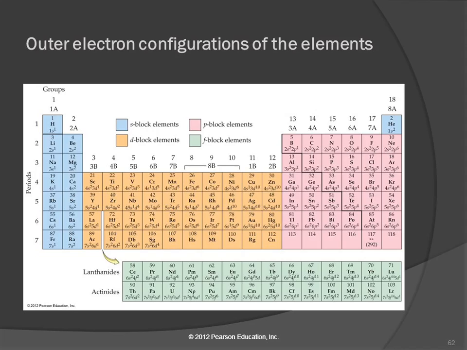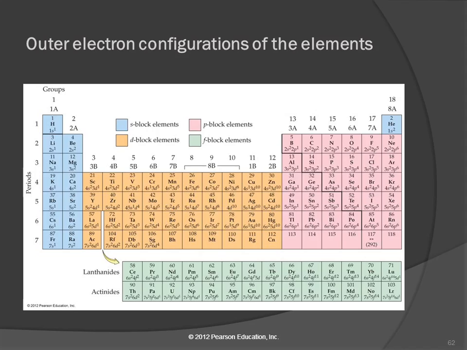So the periodic table actually represents all these different types of orbitals. In the blue here, these represent elements that have their highest valence electron in an s orbital. So these represent the s orbitals. Over here, the pink boxes represent the p orbitals, and there's 6 columns here: 1, 2, 3, 4, 5, 6.